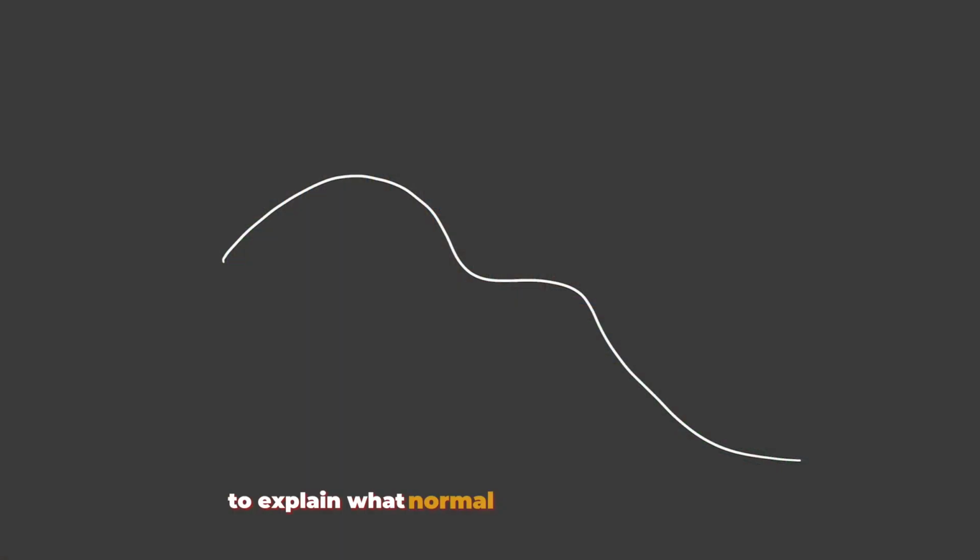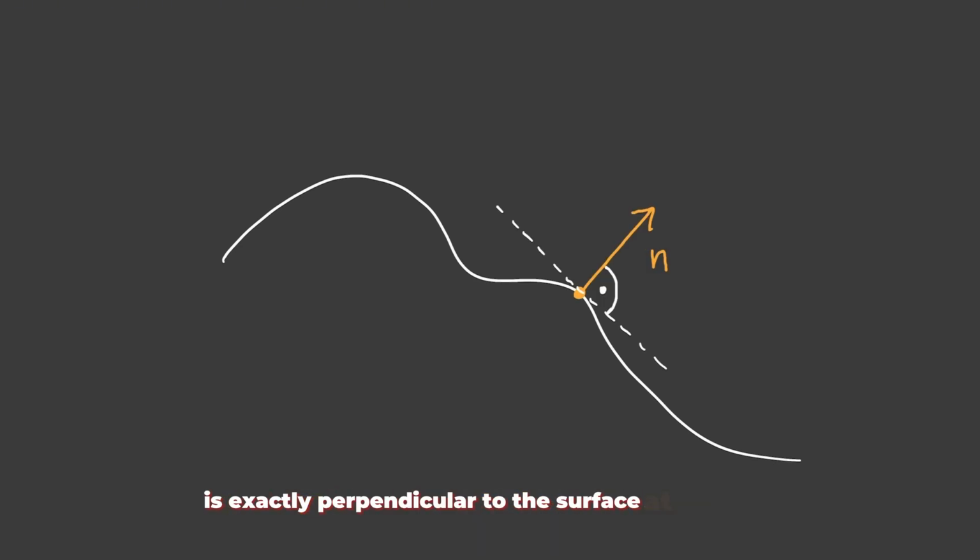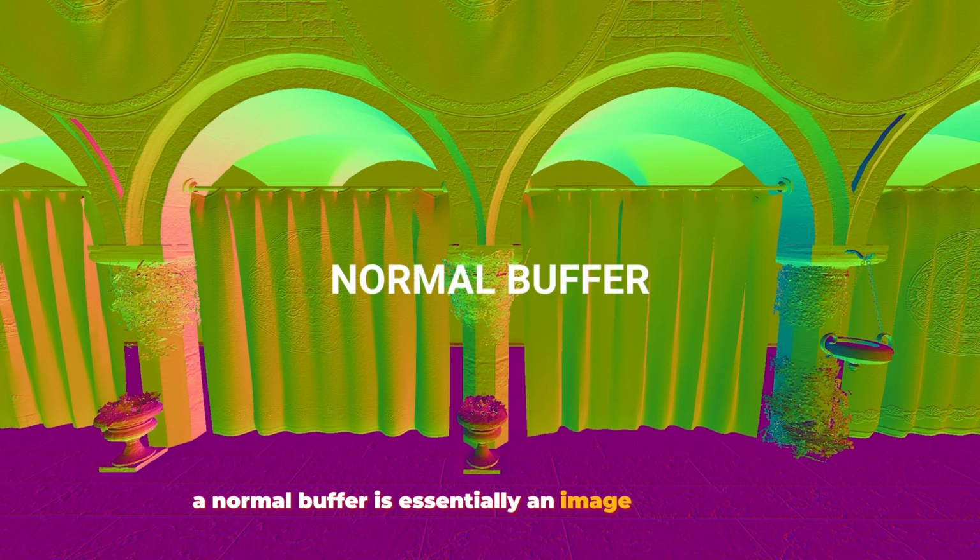To explain what normal vectors or normals are, consider a surface. The normal vector at any point is exactly perpendicular to the surface at its origin. This information is crucial for many lighting effects as it tells them the orientation of geometry in the scene. A normal buffer is essentially an image that contains this information for every single pixel on the screen. Unfortunately, on ReShade we cannot access the game's normal buffer, it might not even have one, so Launchpad has to create one on its own.